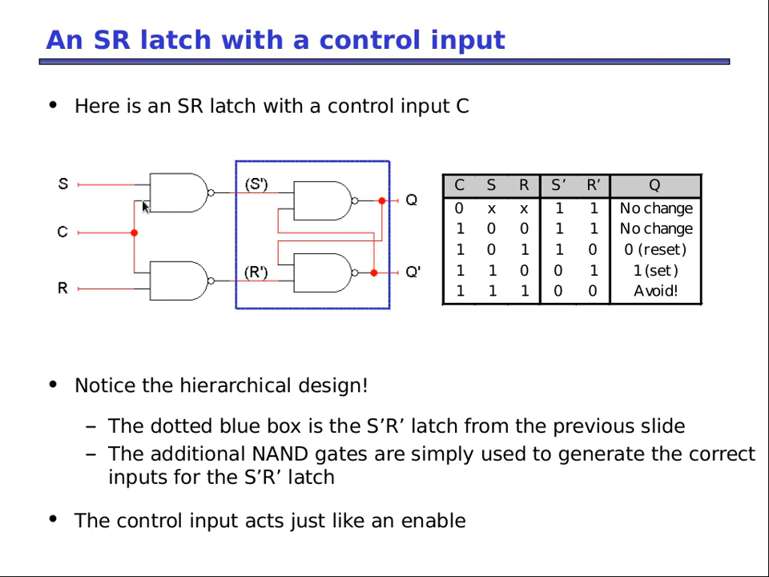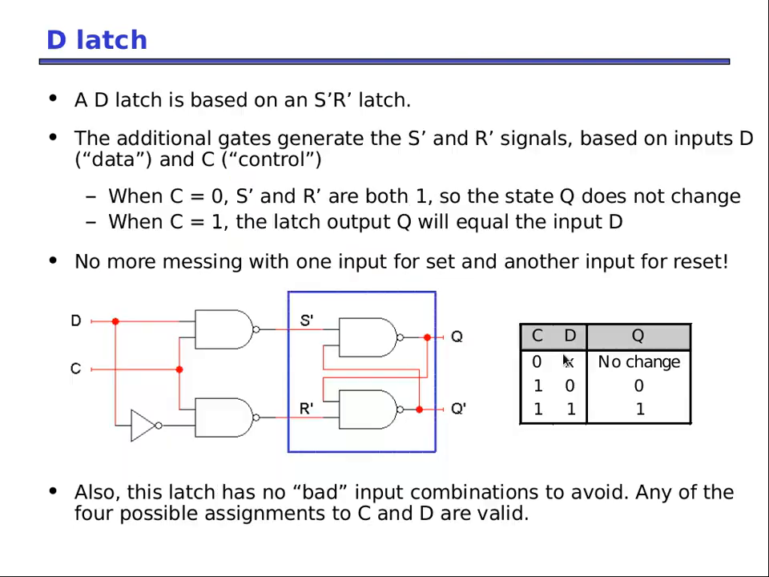Okay. Notice that the control input acts like an enable bit. If it's disabled, it's always going to hold its old value. Only when you enable the control bit does stuff happen. Okay. Why are we doing this? Well, we haven't quite gotten around this last problem down here where we have 1, 1, 1, 1 and you can avoid. But that's where the D latch comes in and actually solves this for us.